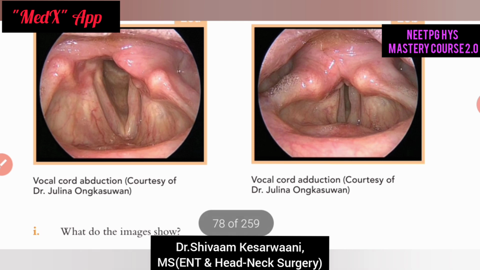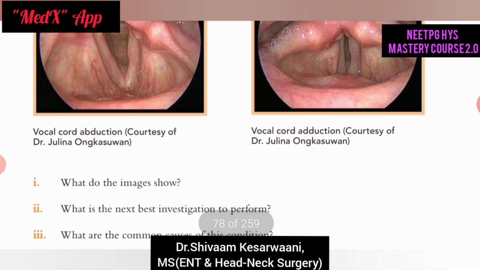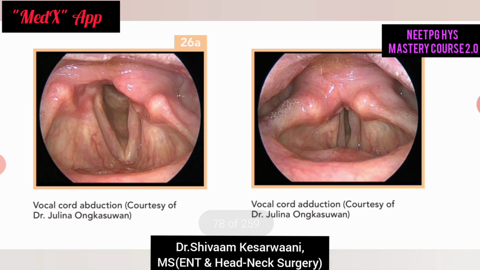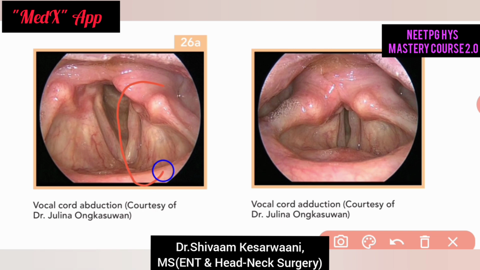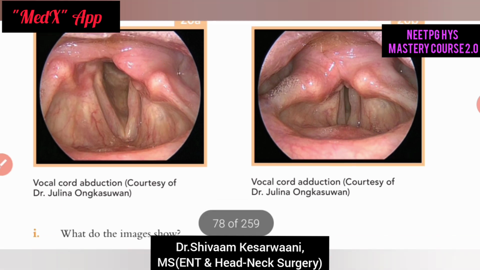Now let us come to the question, what do the images show and what is the next best investigation to perform? If you observe very finely here, you will observe that your left vocal fold is lax. That means there is bowing of the left vocal fold and there is vocal fold abduction in this case, or vocal cord abduction, and in the other there is adduction.